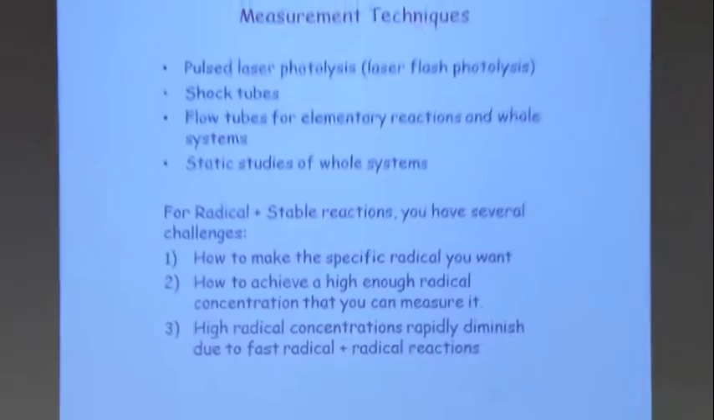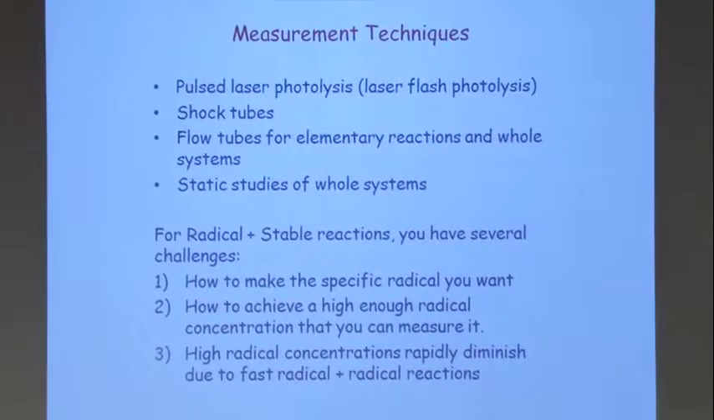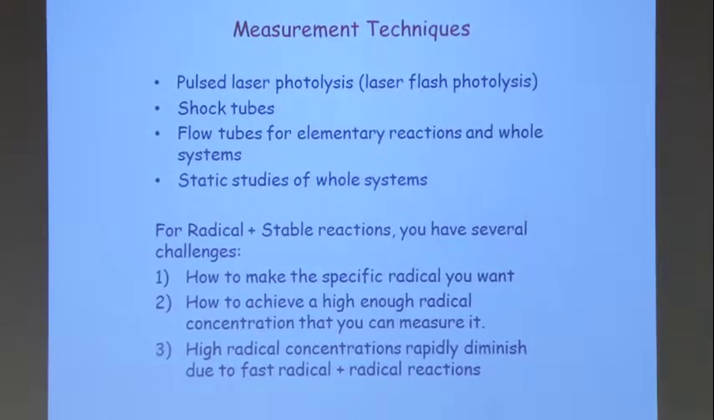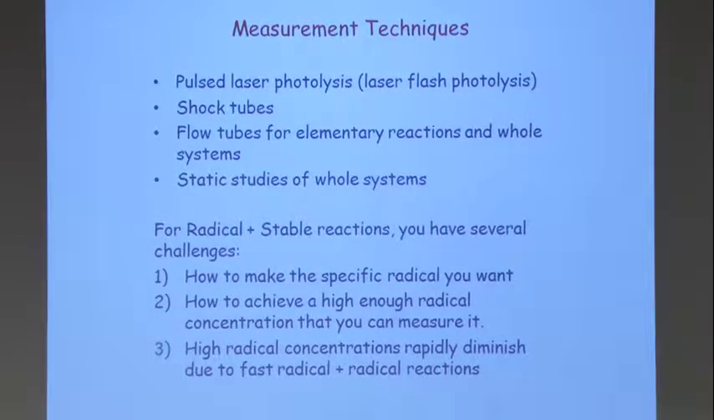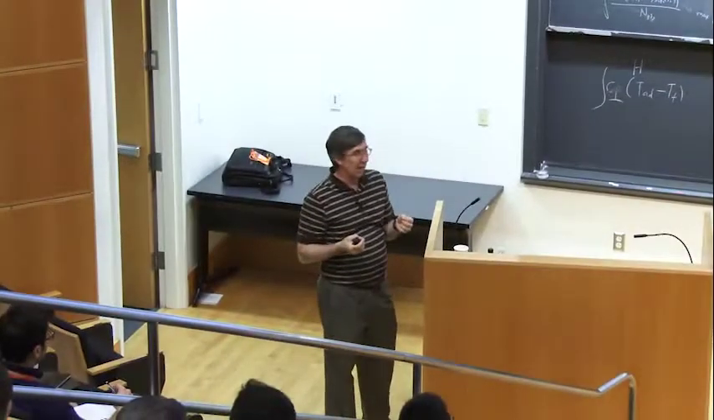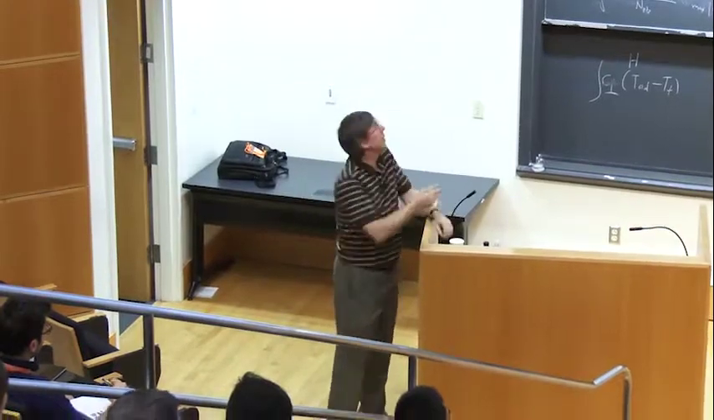So for the radical plus stable reactions, you want to be able to make the specific radical you want and not other radicals. This is often hard. A lot of systems, things that make radicals, make a ton of different radicals, all mixtures. Like you blast a lot of energy in there, it's going to make a lot of stuff. And it may not just be the one thing you want selectively.